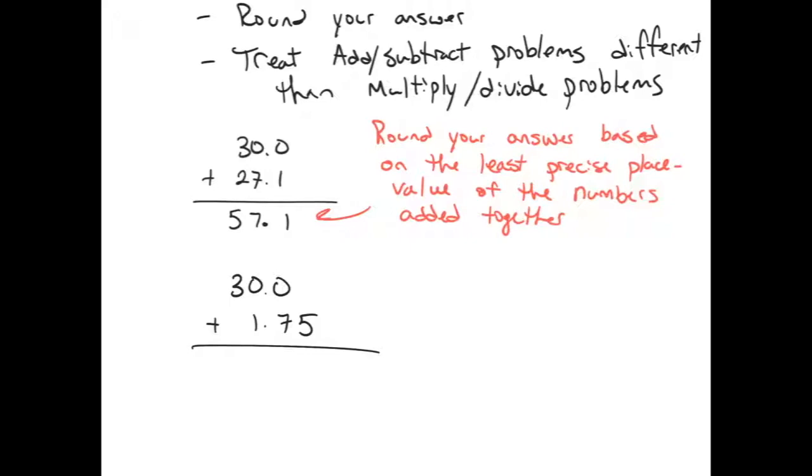And if I add from the right to the left, now I want to put a 0 in here, but I don't because it's not there. This is a measurement and the 0 doesn't exist. So your answer is 31.75.